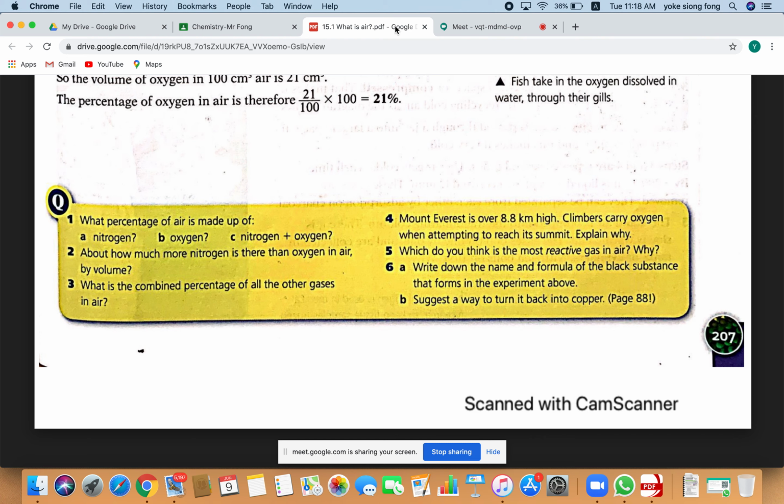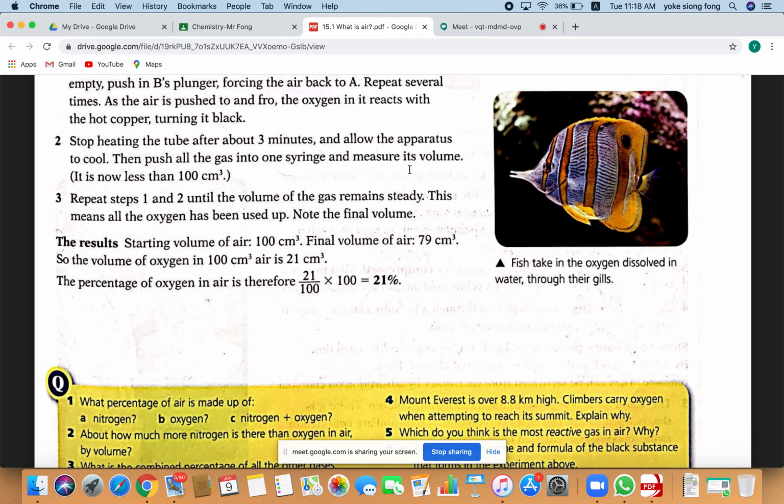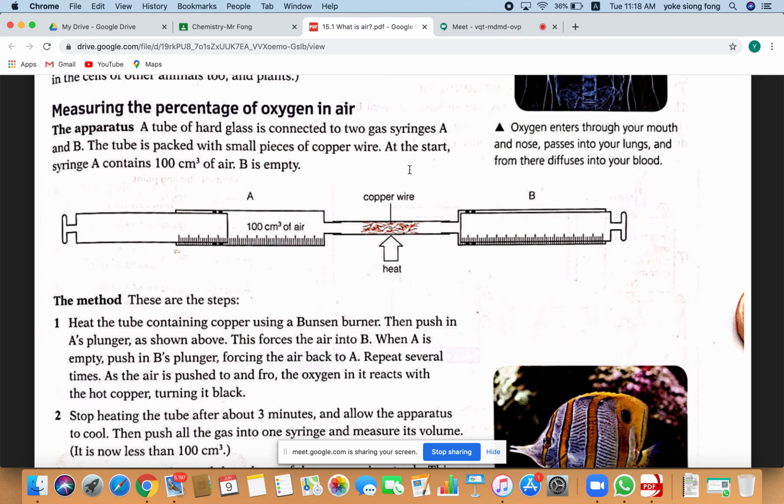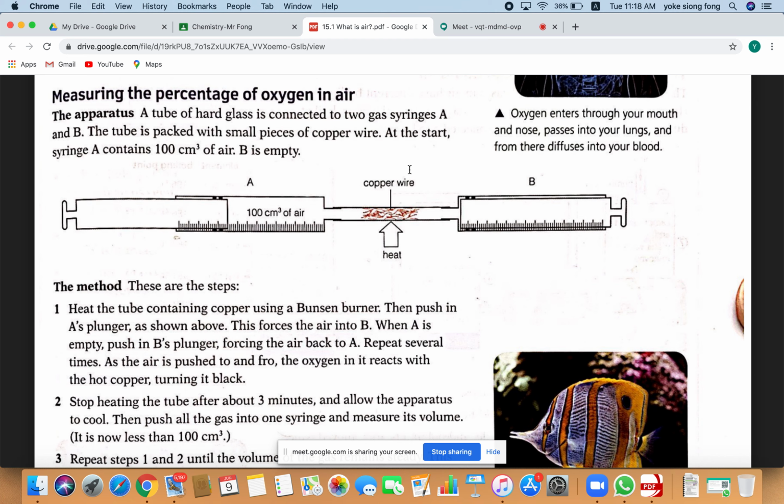For number 6, write down the name and formula of the black substance that forms in the experiment above. Now we come back to this experiment. What happened here is, at first, part A has 100 cm cube of air, which means 100 ml. Then in the middle is copper wire, and they heat the copper. Heat, can you see there? The air will pass through. So for burning, of course, we need oxygen.